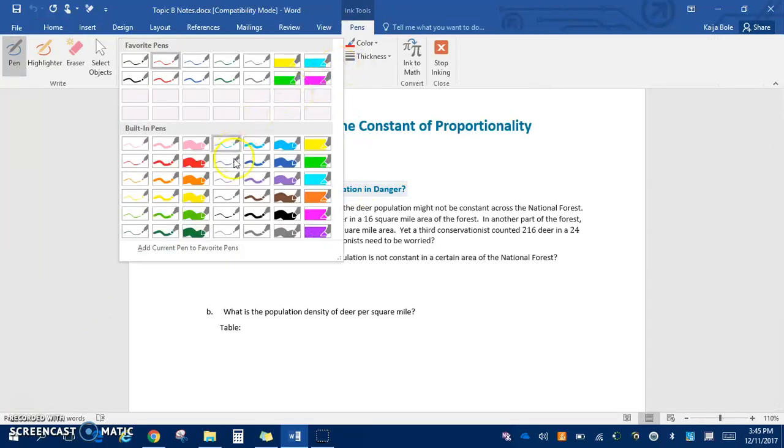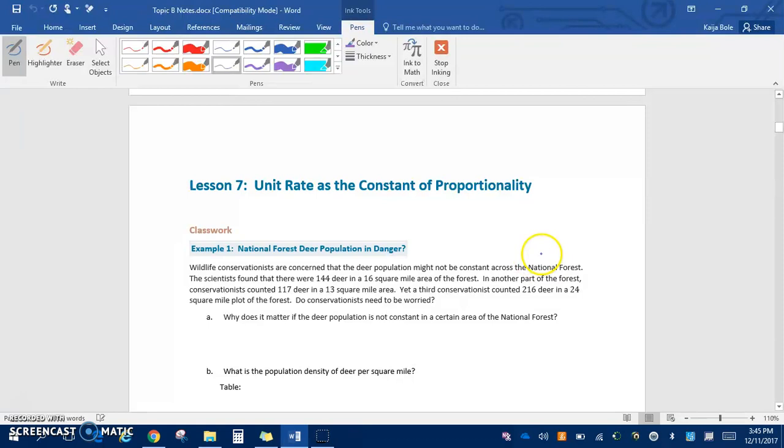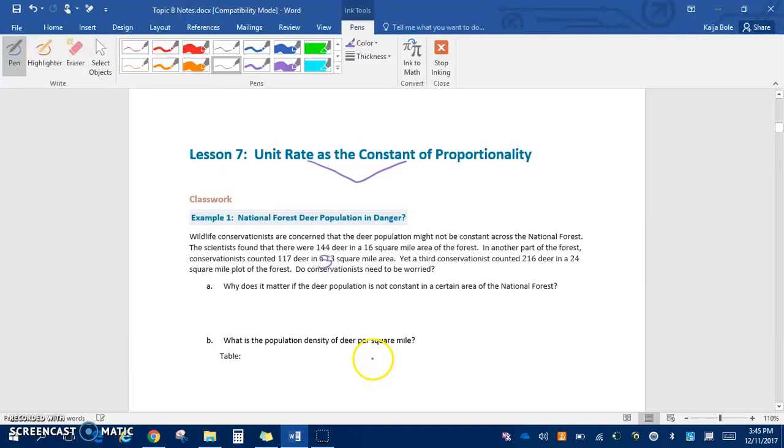Alright, so here we are on lesson 7, unit rate as the constant of proportionality. So, unit rate and constant of proportionality, we hear about a lot. Just remember that these two are the same thing. We kind of use them interchangeably. We'll talk about unit rate and we'll talk about constant of proportionality in the same way.